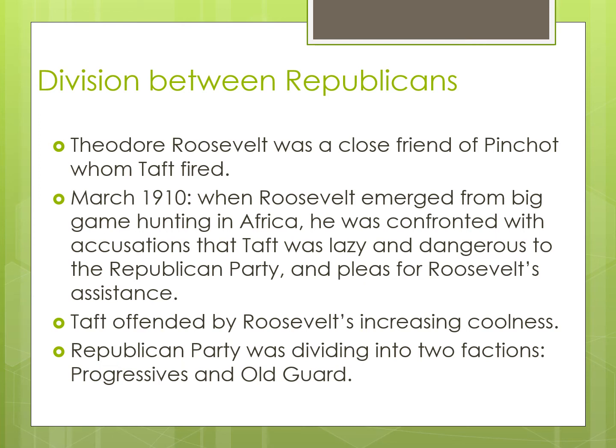Roosevelt was a close friend of a man named Pinchot, whom Taft fired, and this was a state federal job. Roosevelt felt that wasn't right, that wasn't fair, and in 1910, Roosevelt comes back to the States after going to Africa and going on a huge big game hunt, and he believes that Taft is not the right guy for the job. Taft was good for a while, but he's not doing what he needs to do, so he wants to become president again. Roosevelt says he's going to run for office.